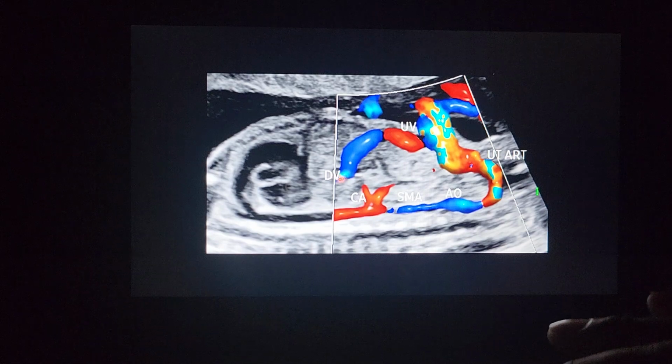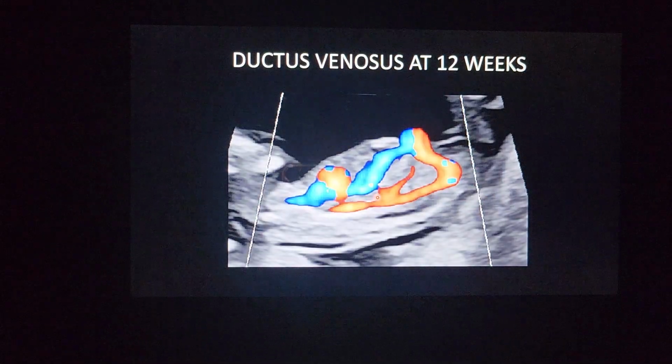From there you can see that this small aliased structure is the ductus venosus, which connects the umbilical vein with the IVC. The aliasing is the point where there is high velocity in the ductus venosus, and that's where the Dopplers are done to get the ductus venosus waveform.